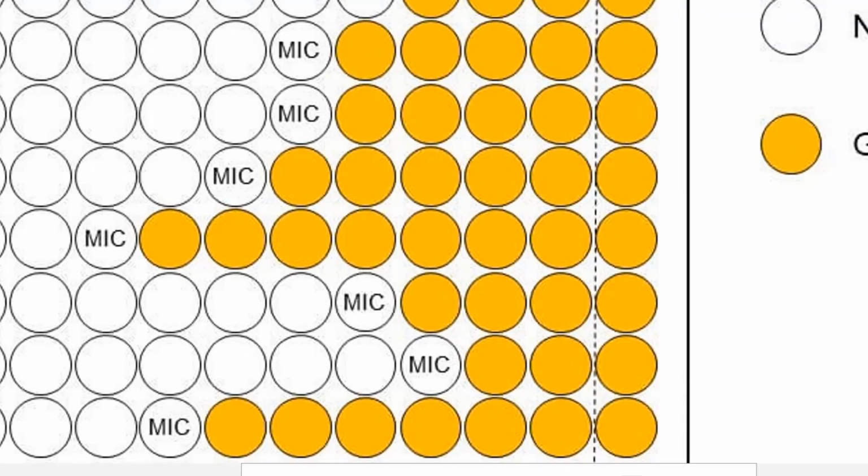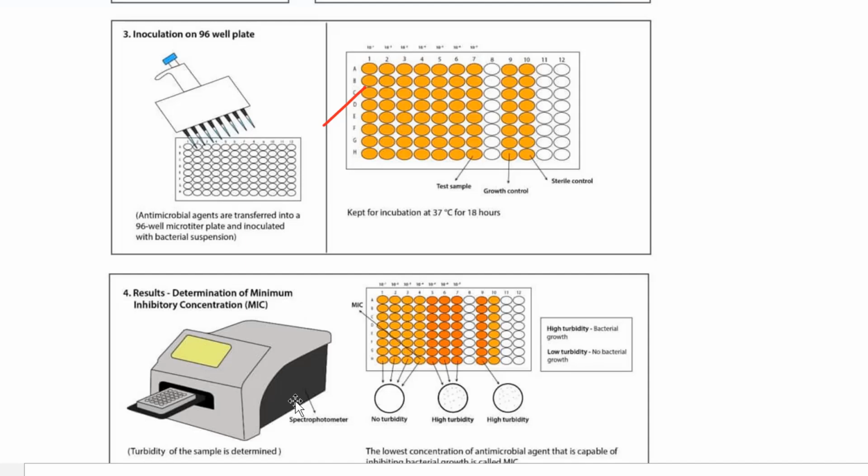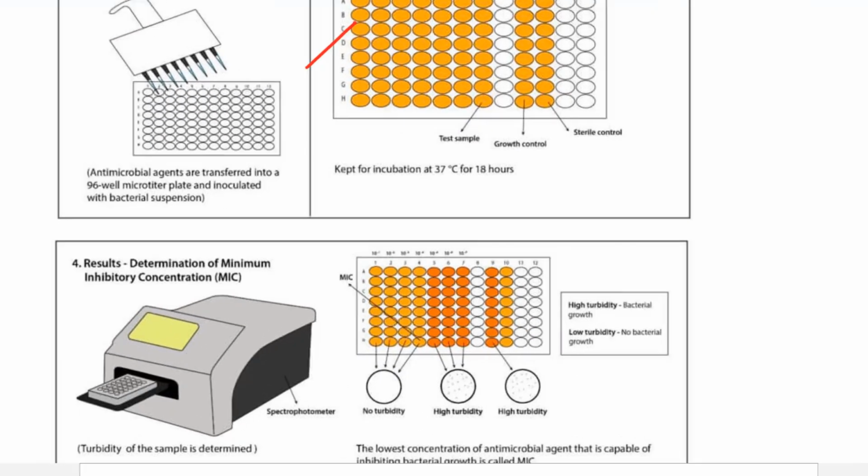So you actually measure by spectrophotometer, and then you determine the turbidity in the different solutions or different concentrations. What is the turbidity? If there is no turbidity, it means the bacteria did not grow because the antimicrobial agent was very strong. It would restrict the growth of the bacteria. If there is low turbidity or high turbidity, it means the bacteria could grow. Now we have to find out at what concentration the bacteria started growing. The lowest concentration of antimicrobial agent which is capable of inhibiting bacterial growth is called the MIC.